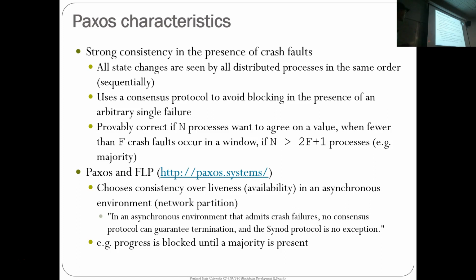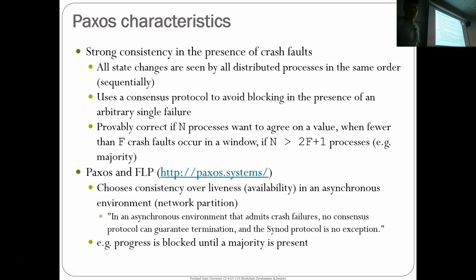So Paxos, in the FLP result, chooses consistency over liveness in an asynchronous environment. If the number of legislators is not a majority, then you lose liveness. You can't pass laws. But as soon as you have a majority of lawmakers, you can start progressing in a consistent manner. You can actually get that state to start replicating to all the live nodes.